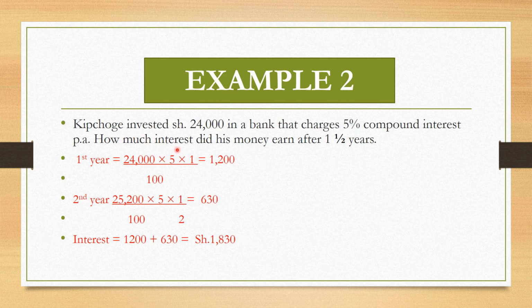Then this question is asking you to find interest only. And like I told you earlier, if you were finding the interest only, you need to add these two. That is the interest of the first year plus the interest of the second year. That is 1,200 plus 630, which is 1,830. But if you are finding amount, you will be adding this, your last principal plus your last interest.